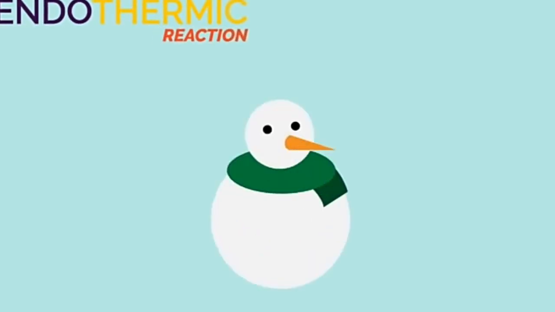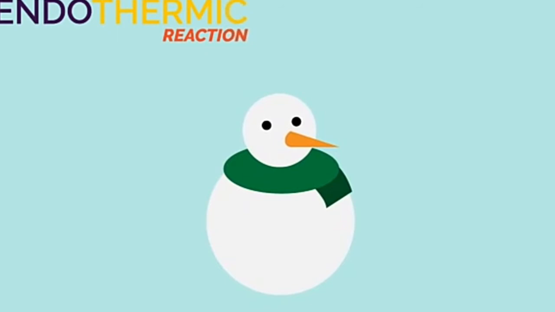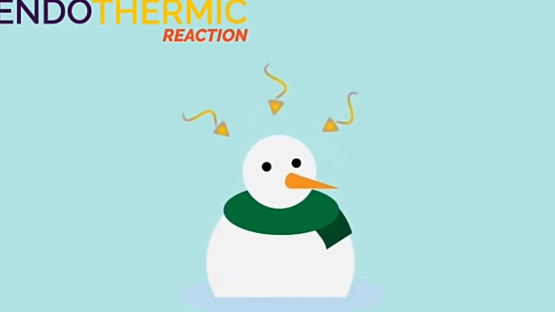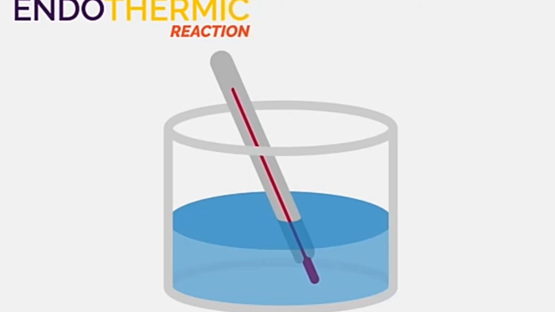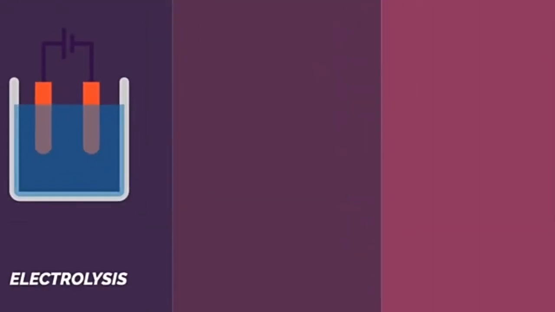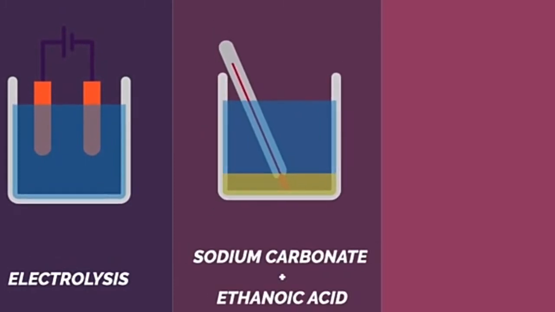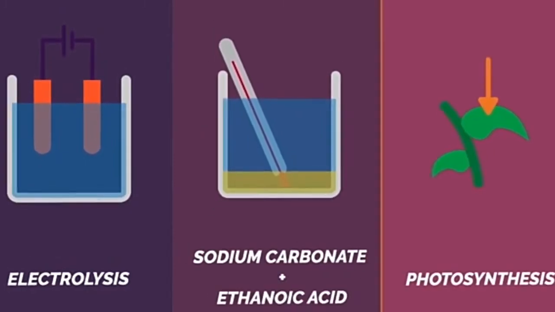These are less common. Remember that endothermic reactions take in energy from the surroundings. Again, as with exothermic reactions, the energy being transferred is usually heat. So in endothermic reactions, the surroundings usually get colder. Again, we can detect endothermic reactions with a thermometer, because the temperature would get colder. Some examples of endothermic reactions are electrolysis, the reaction between sodium carbonate and ethanoic acid, and photosynthesis.